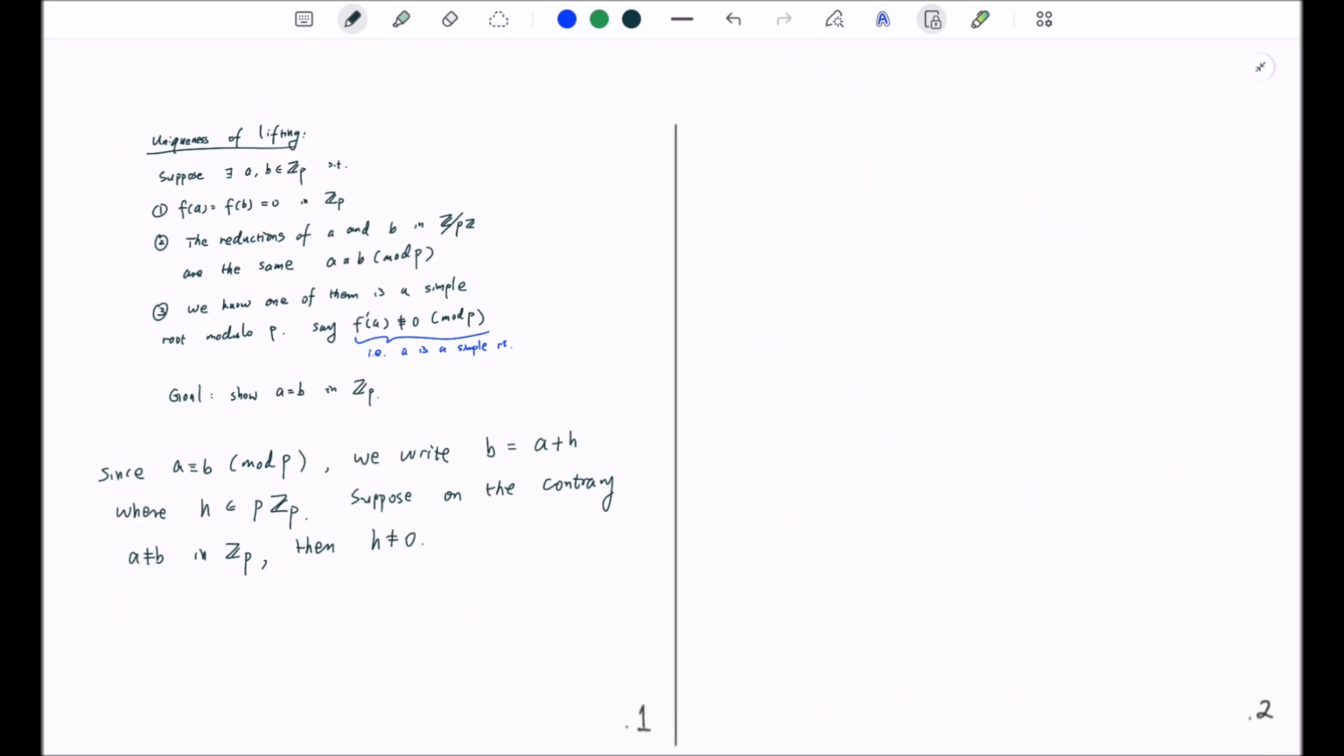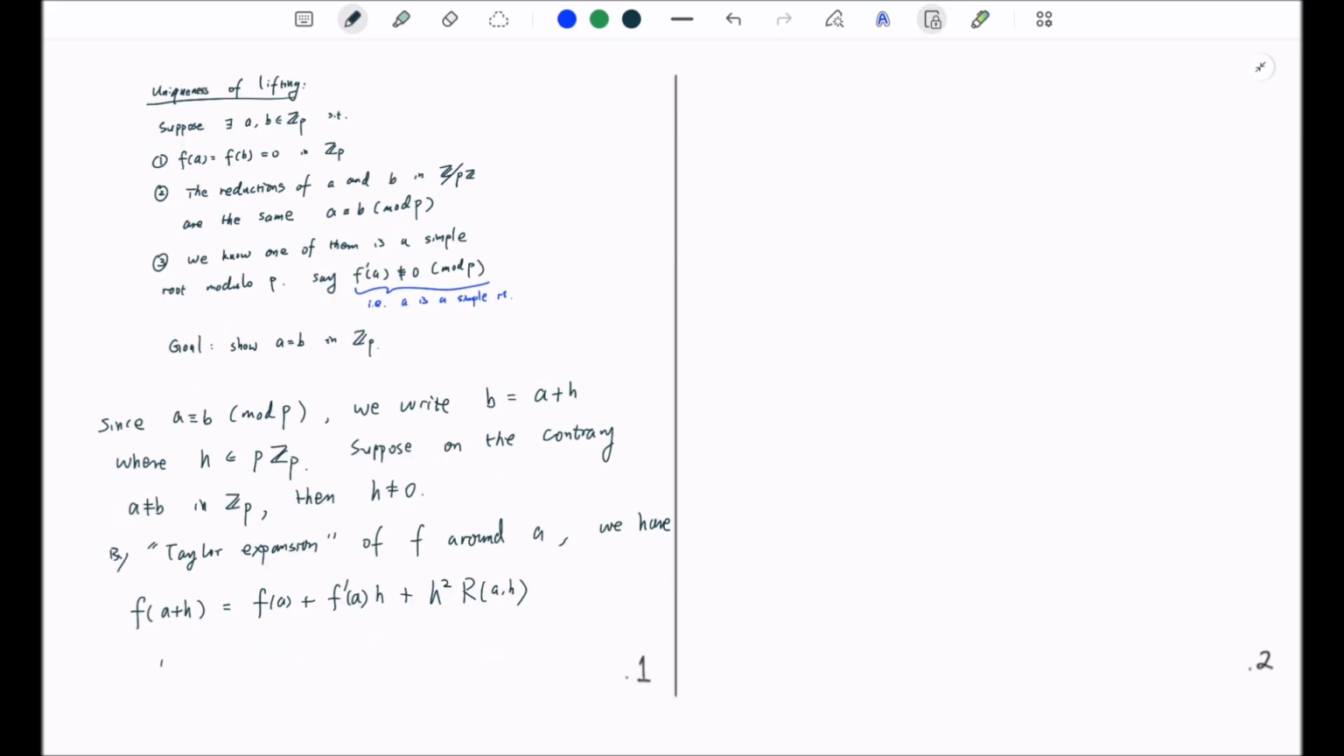By that Taylor expansion, we have f of a plus h equal to f of a plus f prime of a times h plus h squared times some r depending on a and h, where this r is some element in Zp.